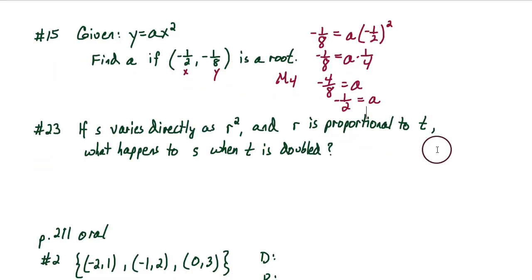Number 23, if s varies directly as r squared and r is proportional to t, what happens to s when t is doubled? Let's first figure out what happens to r when t is doubled. Because r is proportional to t, if t is doubled, then so is r. Now what happens to s if r is doubled? Because s varies directly as r squared, if r is doubled, then s is quadrupled.